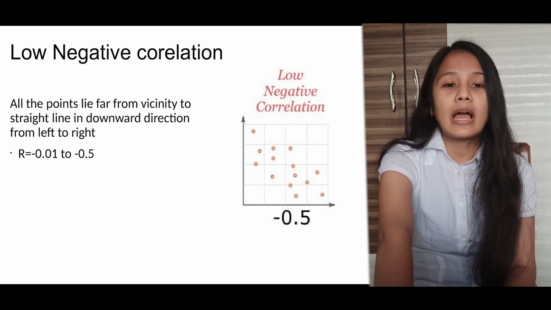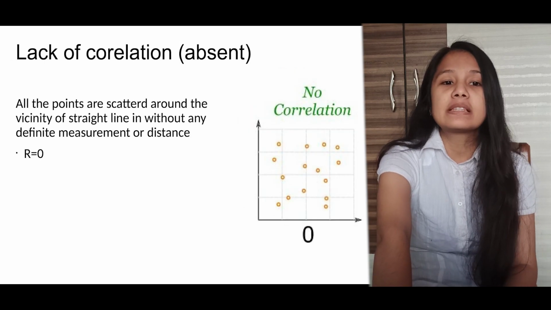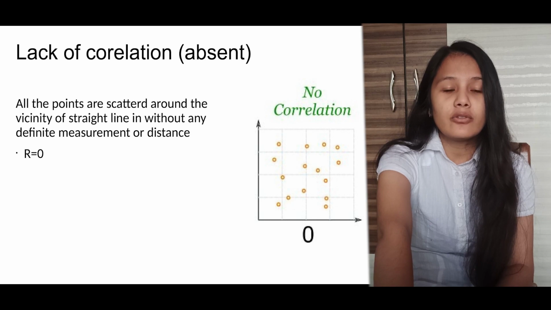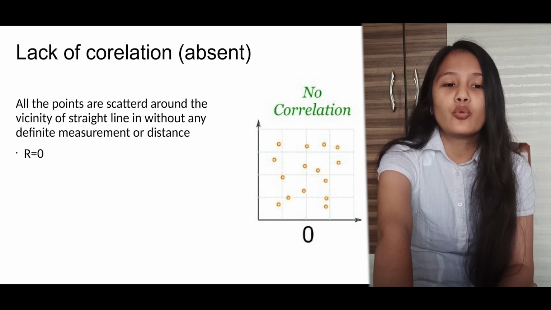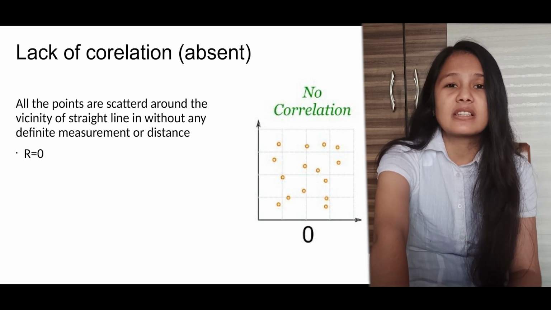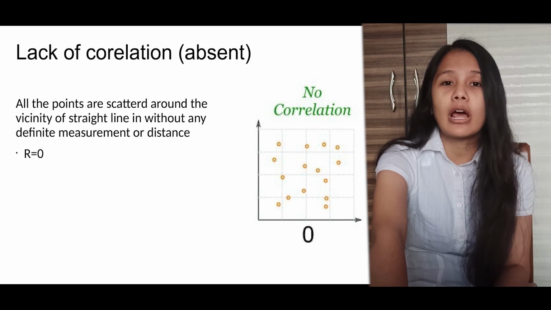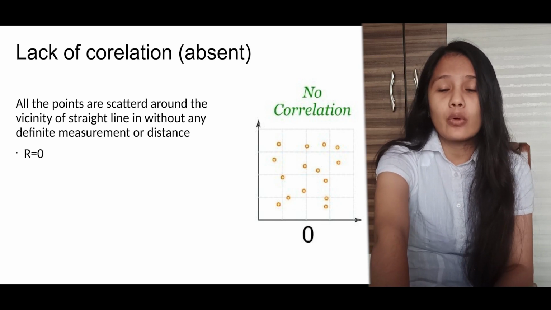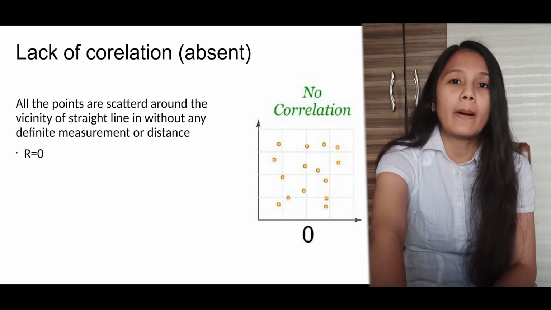Now the last one, lack of correlation, or we can say absence of correlation. All the points are scattered around without any definite measurement or distance. The whole dots are in a mess. We can't say this is positive or negative, or highly or low positive or low negative. As you can see, r equals 0 because there is no pattern.